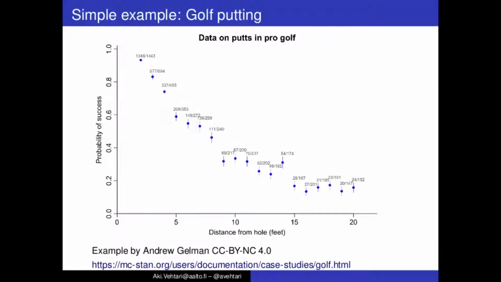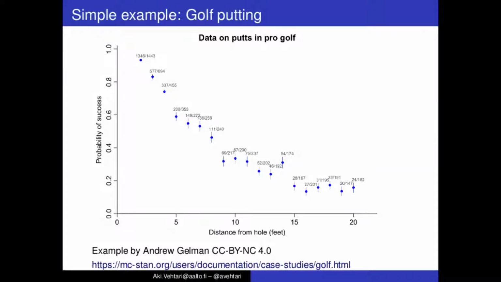Instead of these more complex examples, I'll start with a very simple example demonstrating some of the features of STAN and probabilistic programming. This example is golf putting, and you can see here data from pro golfers putting at different distances, distance from hole measured in feet, and then we have the probability of success from different distances. In addition, there's also the raw data mentioning how many putts overall from that distance and how many then went to the hole.